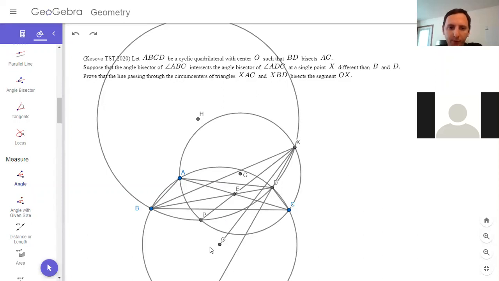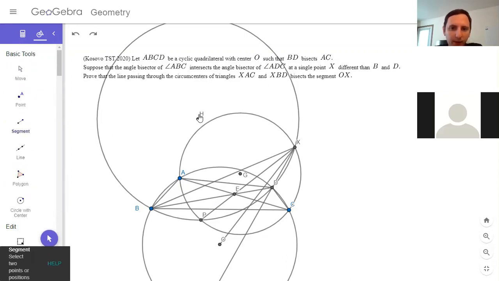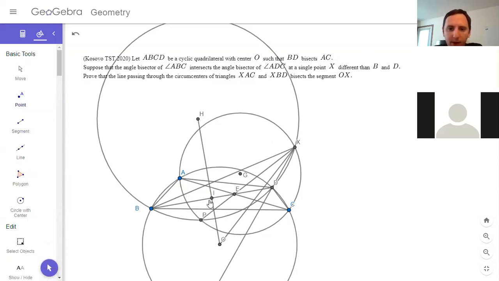So we also know OH is perpendicular to BD, right? So basically, I wonder if there's a way to leverage that. So basically, if we let OH meet BD at a point, then we want to show OPIE is cyclic, right? Is that just some obvious angle chase? Let's see.